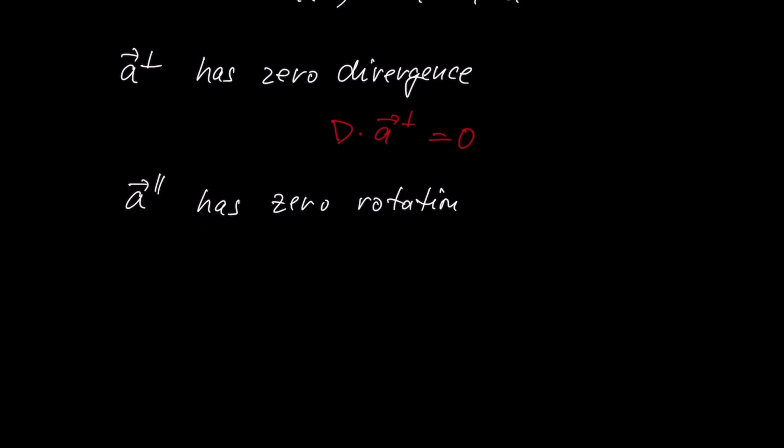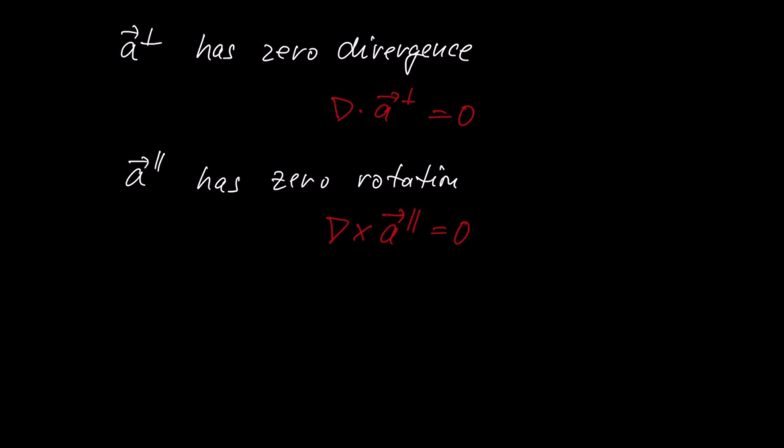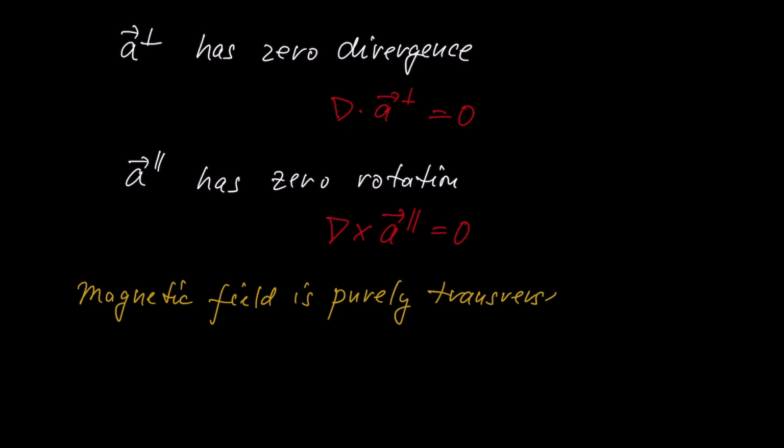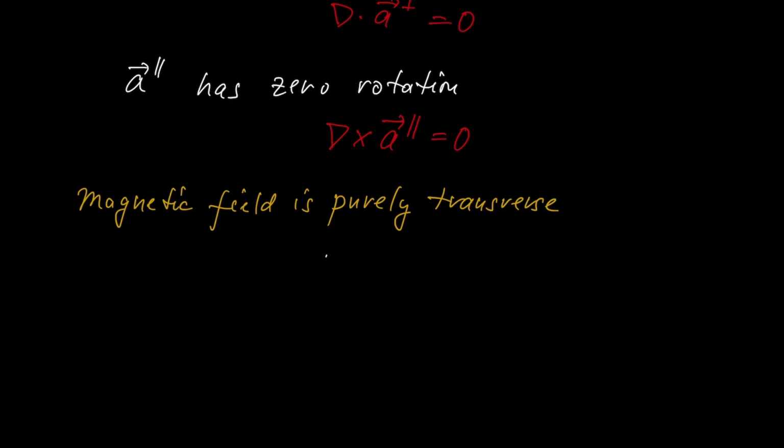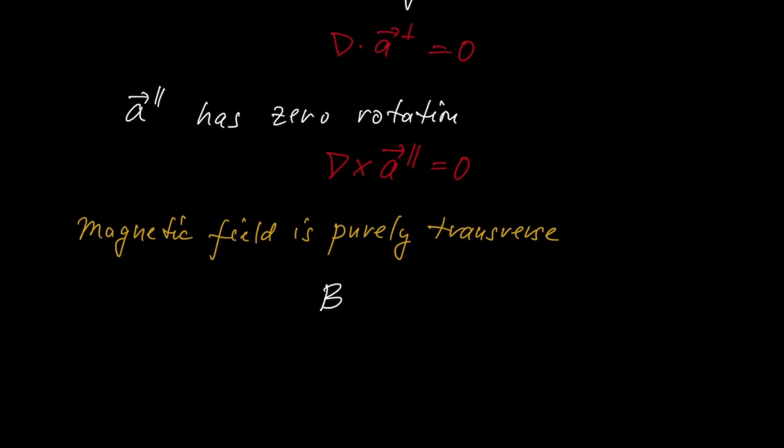And again, we can write it in terms of an equation. This is the vector product of the gradient with the longitudinal field, which equals 0. So from this we can see that the magnetic field is purely transverse, because it already satisfies the equation that the divergence of B is equal to 0 always. So the magnetic field is a purely transverse field.